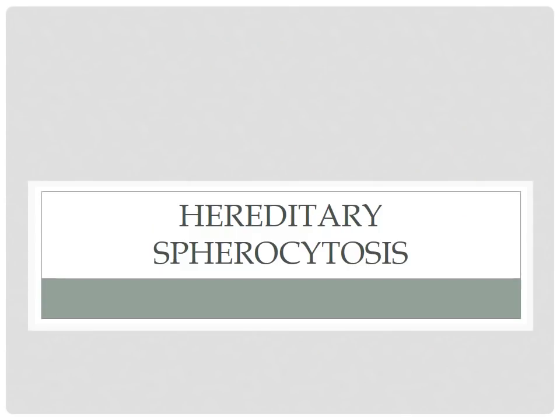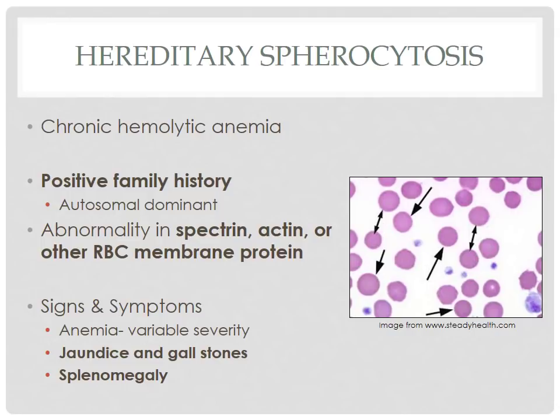Hereditary spherocytosis. Hereditary spherocytosis is a type of chronic hemolytic anemia, and there is always a family history, and this is an autosomal dominant disorder, and this is due to an issue with the membrane proteins of the red blood cells, most commonly spectrin. And in these you will see anemia, and it will be of variable severity. There will also be jaundice and gallstones, and this is related to the increase in bilirubin due to the breakdown of the red blood cells.